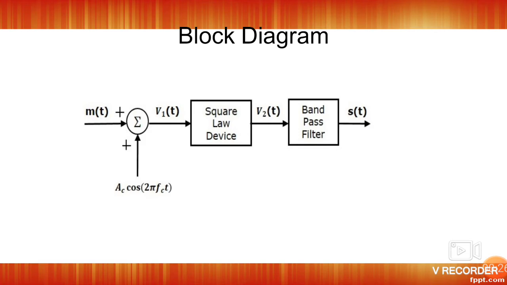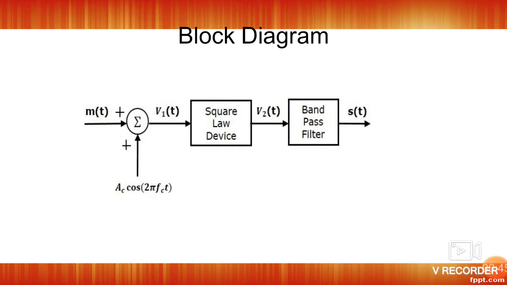This is the block diagram of square law modulator. This square law modulator consists of three elements. The first one is the summer, the second one is called a nonlinear element, and the third one is called a band pass filter. Summer is used to add the carrier and the modulating signal.